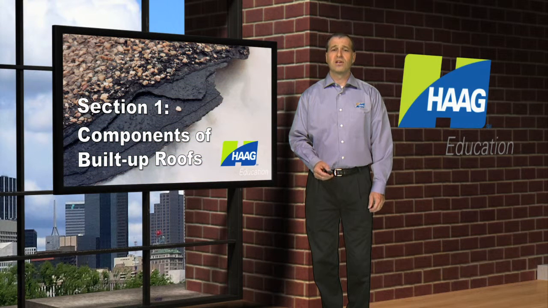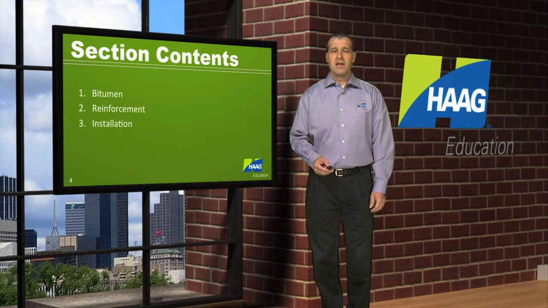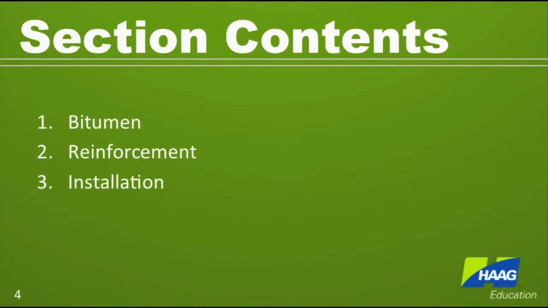First, we're going to focus on the components of a built-up roof system. This involves the bitumen that's used. This is the primary waterproofing element of the built-up roof system. The reinforcements, and also what is the typical installation of the base ply and the multi-ply built-up roof system.